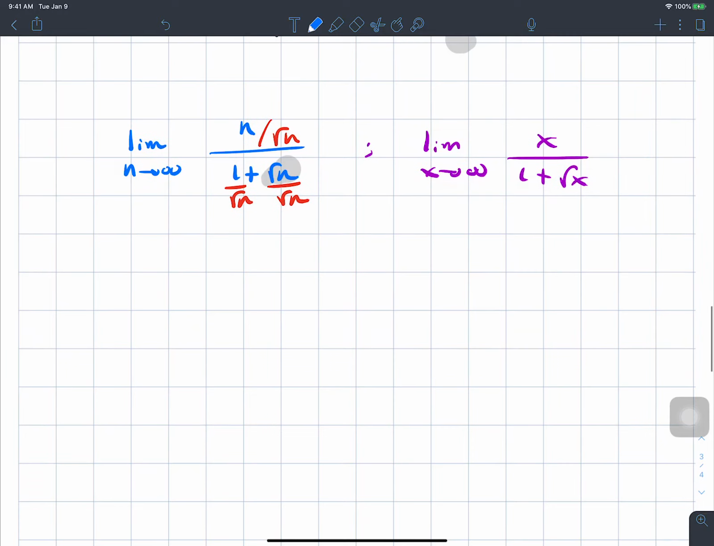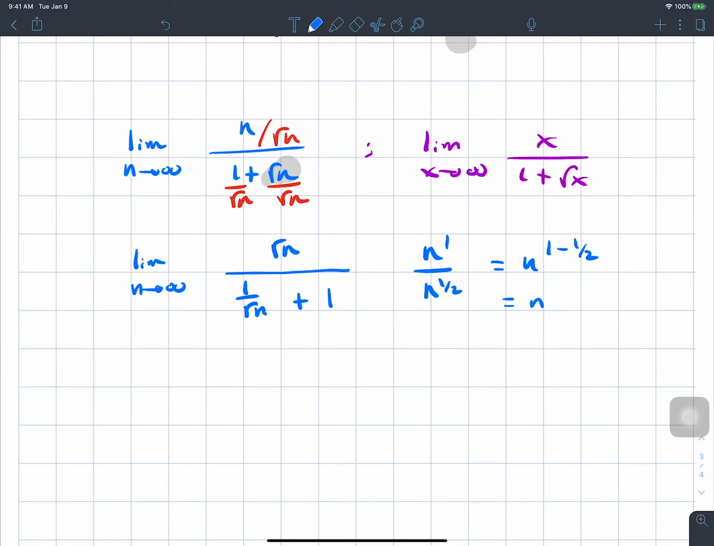Here we go. The limit as n goes to infinity of 1 over the square root of n plus 1. And the numerator, by the way, is n over n to the 1/2, which is really n to the 1 minus 1/2, which is n to the 1/2. That's going on up here in my numerator. So that's why we have the square root of n in the numerator now.